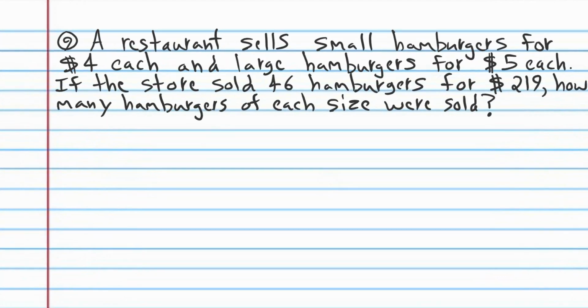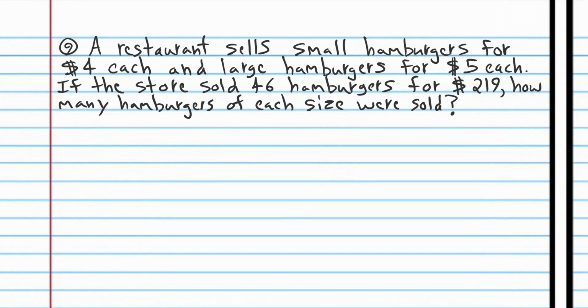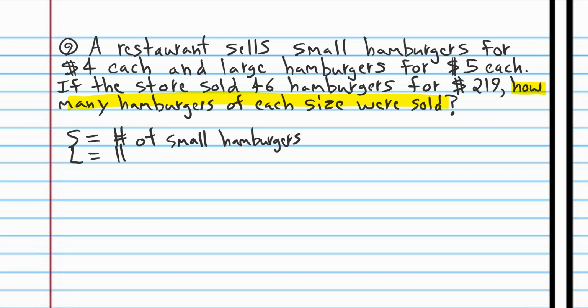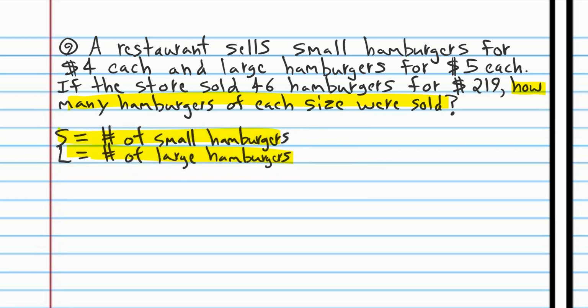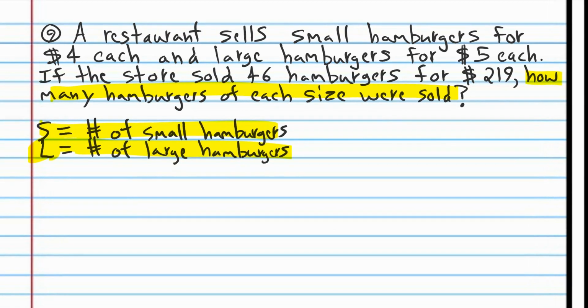All right, we're back. How many of each size were sold? So I'm going to let S equal the number of small hamburgers, and L obviously is going to be the number of large hamburgers. Again, that's the most important part of all these problems that we're doing today, to define those variables. If you don't do that part, you might as well just quit. That's absolutely necessary to solve the problem, or else you're going to go nowhere.